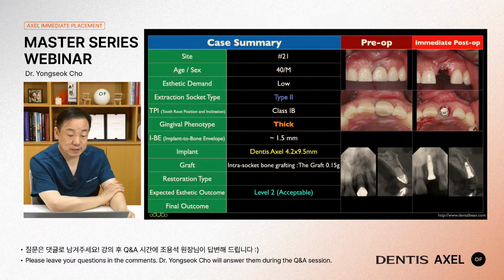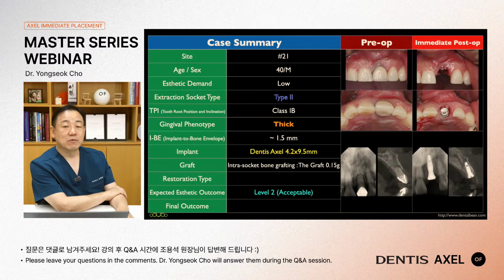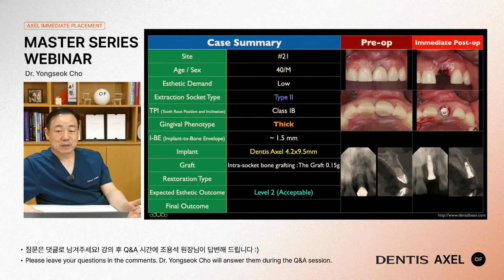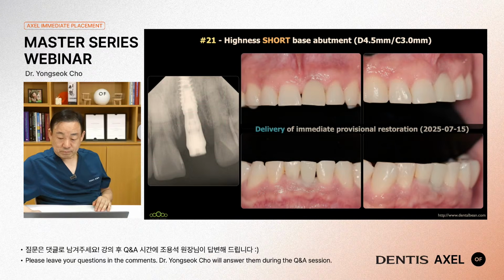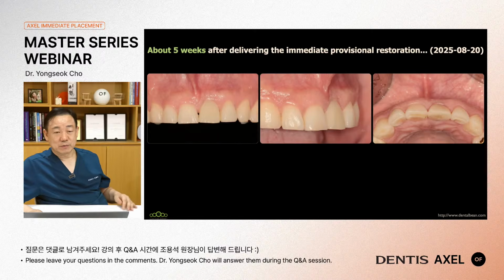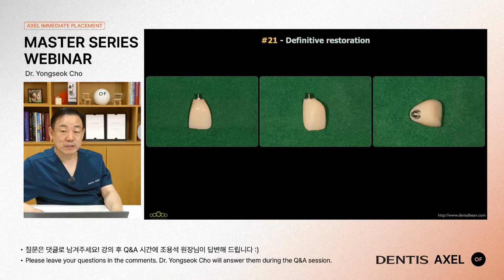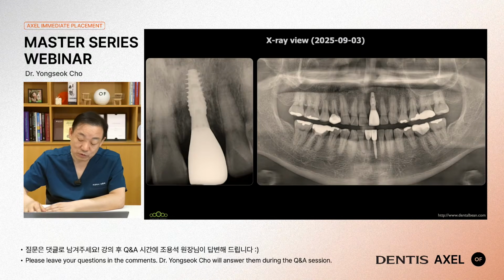This is a summary of this case. In 40 years old male patient who has low aesthetic demand, the type of socket was type 2, class 1B extraction socket, and gingival phenotype was very thick. Okay. Placed implant and expected the level 2 outcome. Cementless restoration was done by my prosthodontic partner, and here is the final outcome of this patient. Okay. Screw hole access to lingual side slightly.